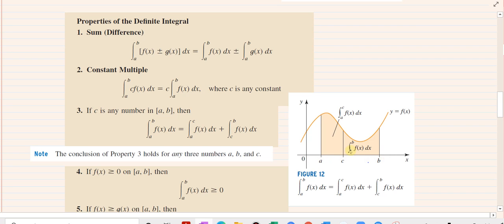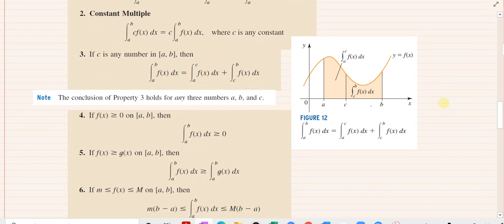And the fourth property tells us that if the function is positive on a closed interval, then the definite integral has to be positive. See that? The definite integral will be positive.